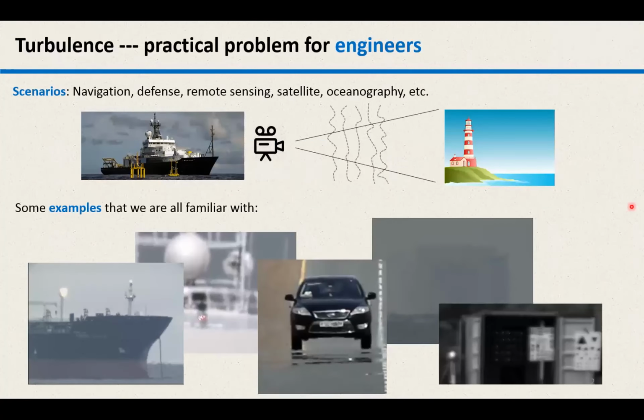To start with, I want to bring this slide to your attention: what is turbulence? Well, turbulence is really a problem about seeing things that are many, many miles away. That would be very applicable for navigation, defense, remote sensing, and other types of problems like these. The examples here should be familiar to many of you who have been capturing images that are far away. You can see that the objects are jittering. You can see the turbulence effect on the images.